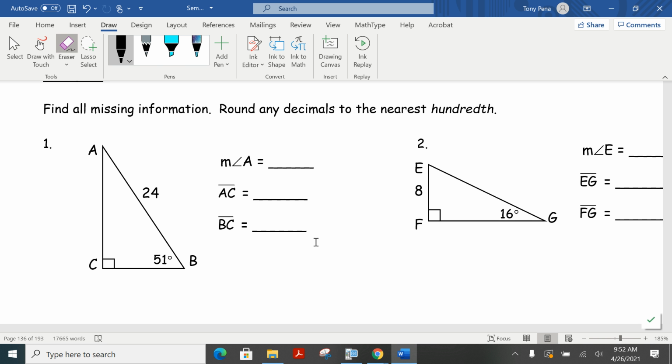Any method is fine. So when I give you number one, don't overthink this. If you look at number one, we want to find all the missing information. What that basically means is we need this side here, and this side here, and this angle. So we want all three sides, all three angles. Find angle A. Don't make this hard. So right now what do we think angle A is?